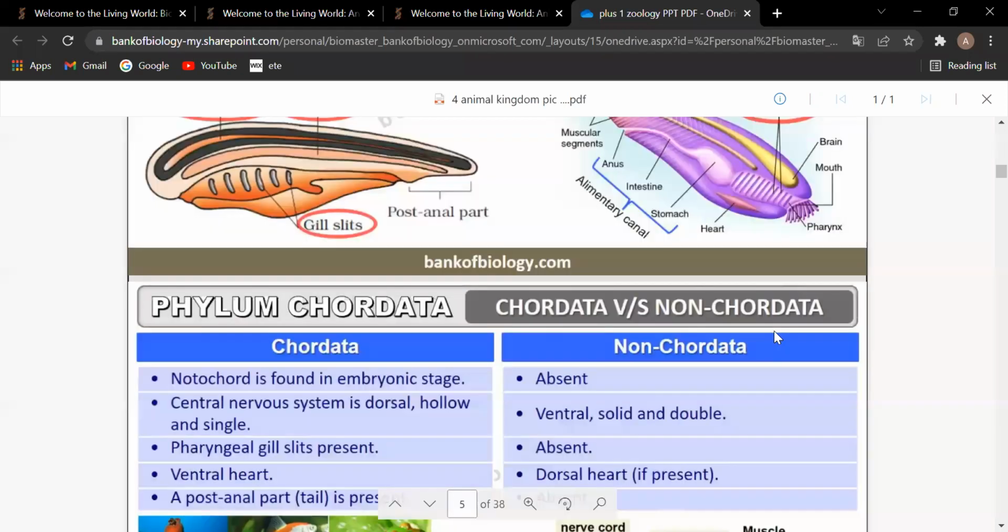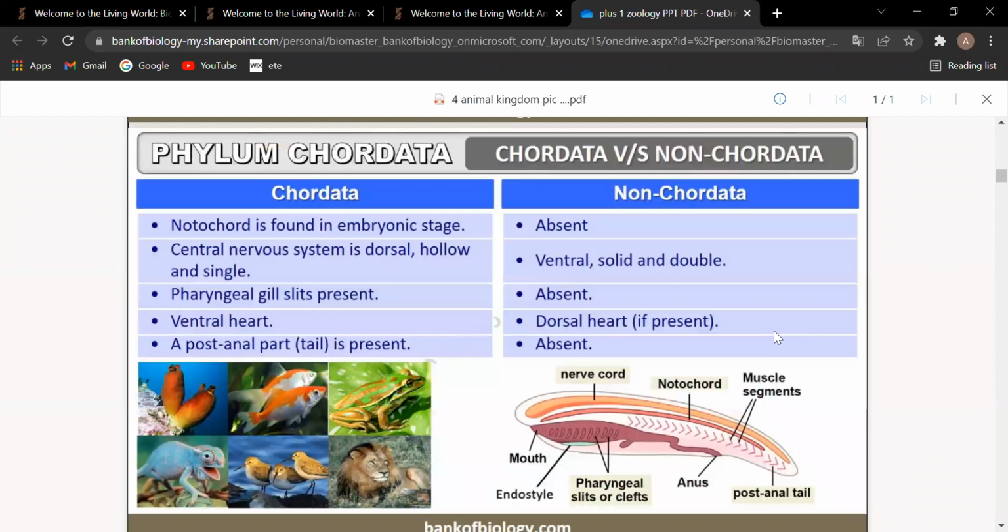What is the difference between chordates and non-chordates? Notochord is found in the embryonic stage in chordates; in non-chordates it is absent. Central nervous system is dorsal, hollow, and single in chordates; in non-chordates it is ventral, solid, and double. Pharyngeal gill slits are present in chordates and absent in non-chordates. Heart is ventral in chordates; in non-chordates the heart, if present, is dorsal. You have seen that Ctenophora, Cnidaria and Porifera did not have any heart at all. A post-anal part, that is the tail, is present in chordates.